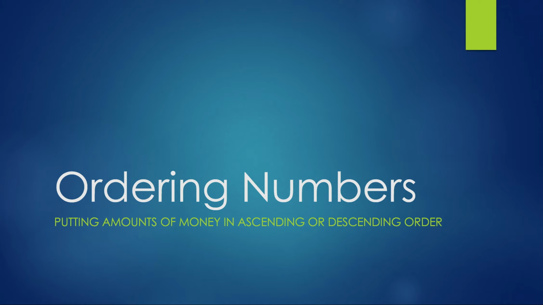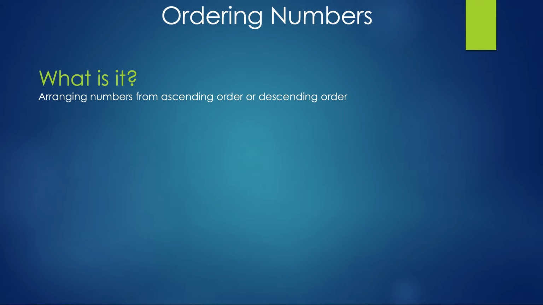Ordering numbers, putting amounts of money in ascending or descending order. What is it? Arranging numbers in ascending order or descending order. If you don't know what those words are, ascending, small to big, descending, big to small. So if you can remember, if you're going down a mountain, you are descending. So down for D, down for descending.